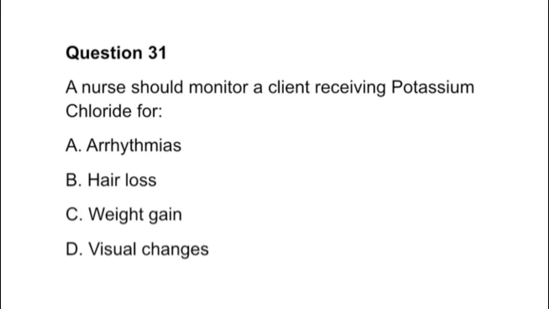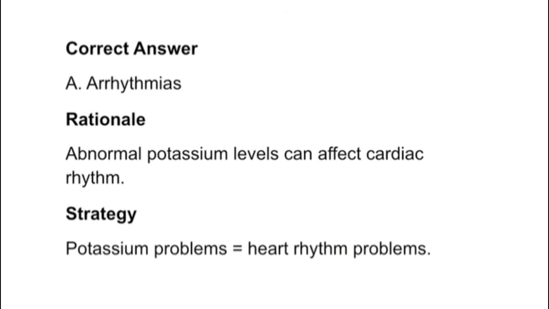Question 31. A nurse should monitor a client receiving potassium chloride for: A. Arrhythmias. B. Hair loss. C. Weight gain. D. Visual changes. Correct answer: A. Arrhythmias. Rationale: Abnormal potassium levels can affect cardiac rhythm. Strategy: Potassium problems equals heart rhythm problems.